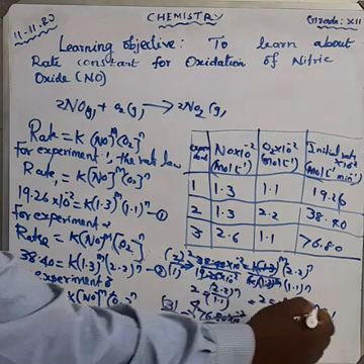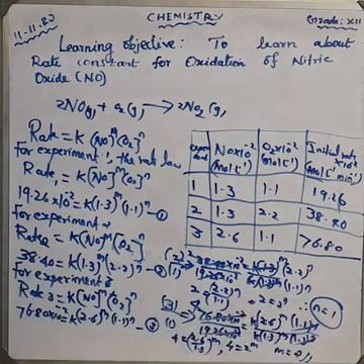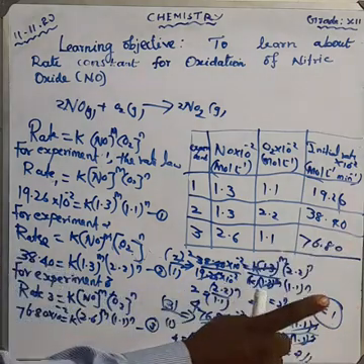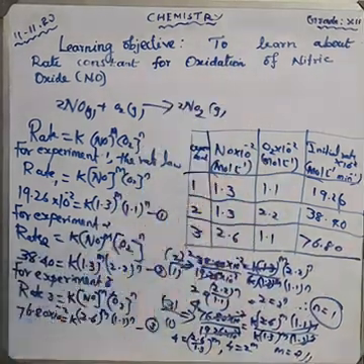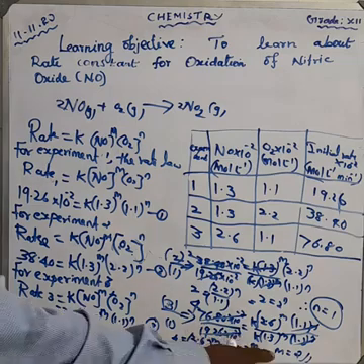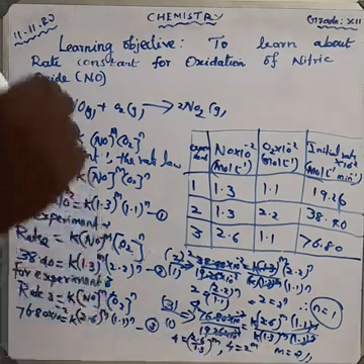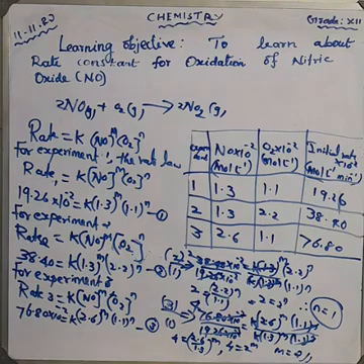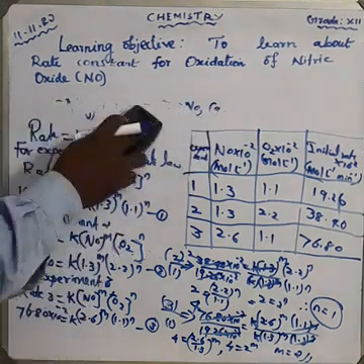So n equal to 1 means it is first order with respect to O2. N equal to 1 means the first order with respect to O2. Here m equal to 2 means it is second order with respect to NO. So what can we write?